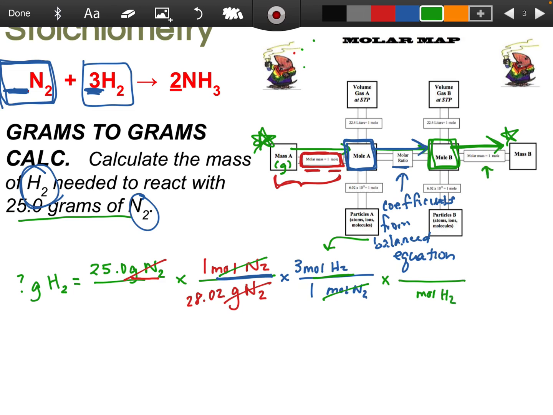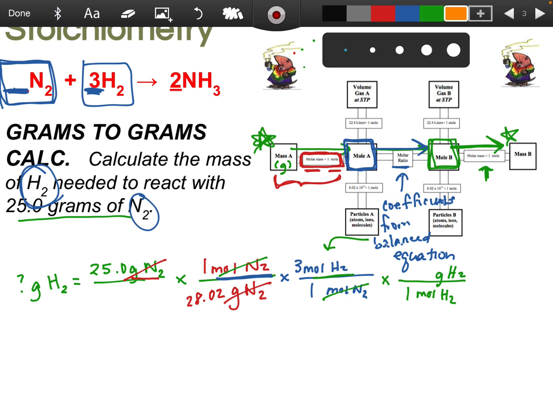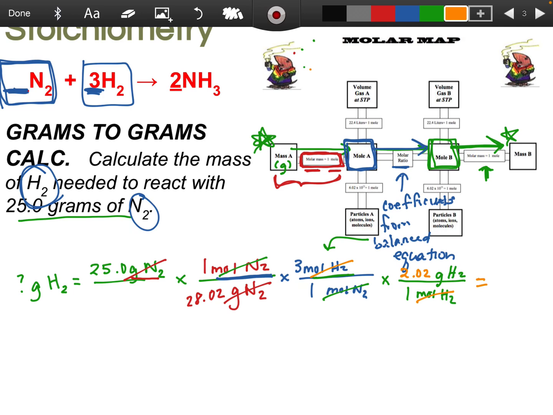Now we're using this conversion factor. So 1 mole is equal to the molar mass, which would be grams of H2. Grams of H2 comes from the periodic table. So hydrogen has a mass of 1.01 and we have H2, so we have to multiply it by 2. So 2.02 grams. Moles of H2 cancels out. So now we are left with grams of H2, which is what the question is asking for.